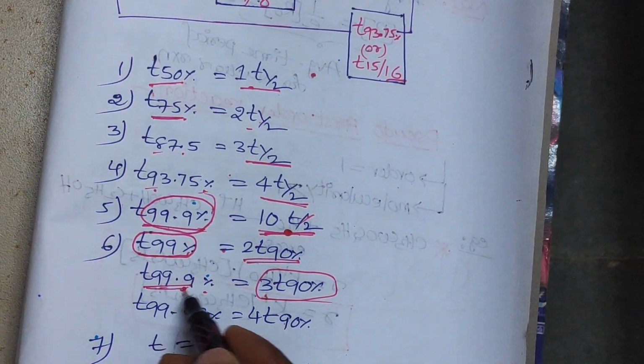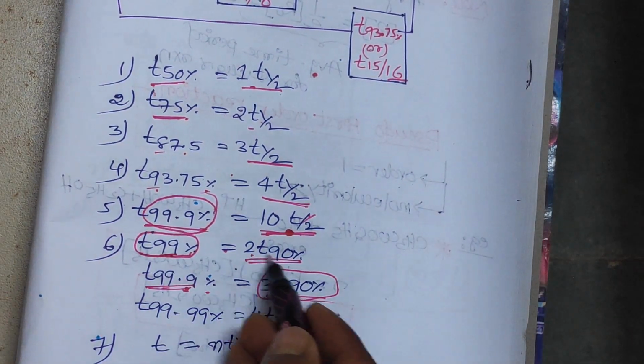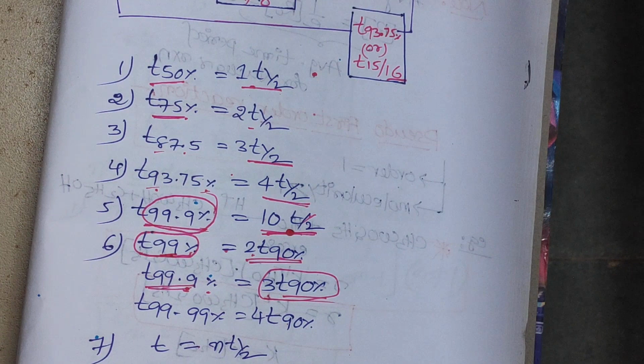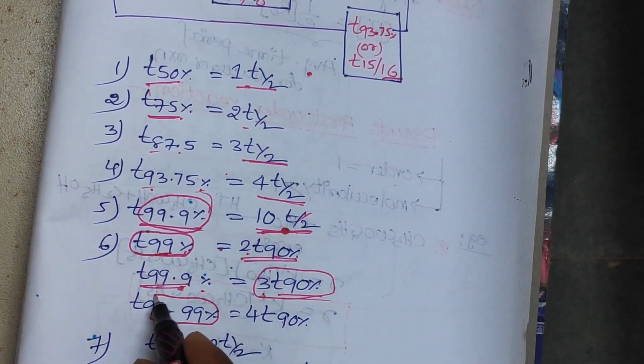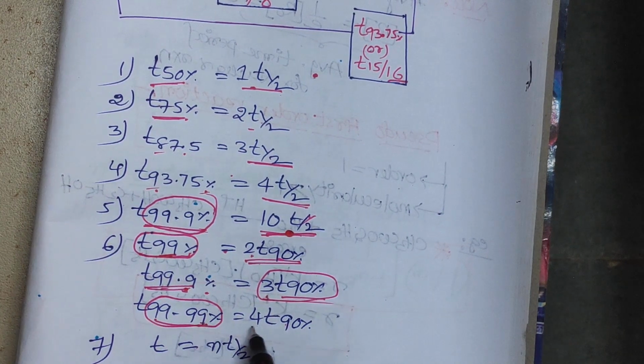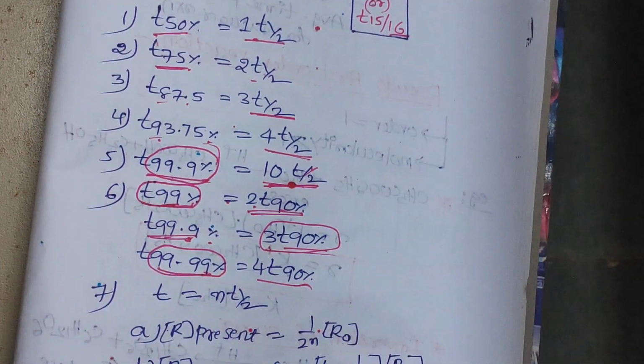How many 9s are there? 3. 3 T 90%. How many 9s are there? 2 into 90%. This is a trick for you. So 99.99% means how many 9s are there? 4. 4 T 90%. You are getting my point. Okay friends, so now let's do.